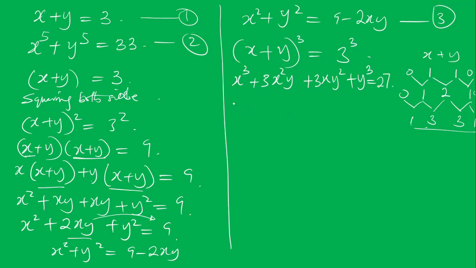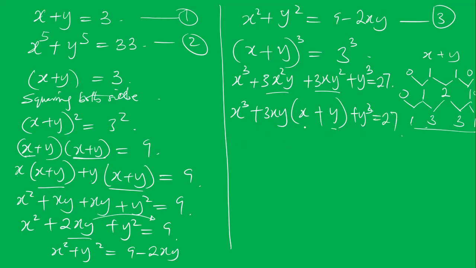So now we have x to the power 3 plus, when you look at this place, there is a common factor. The common factor is 3xy. If you divide 3x squared y by 3xy, you have just x, plus if you divide 3xy squared by 3xy, you have y. So then plus y cubed, which is 27.